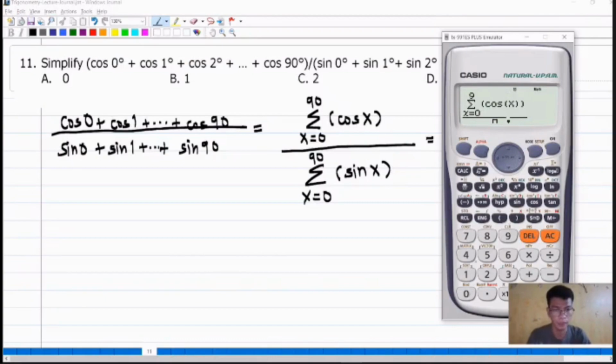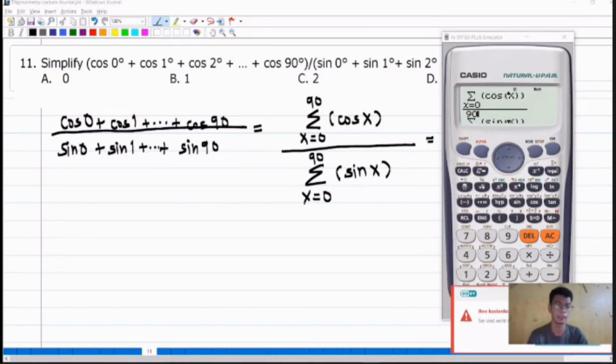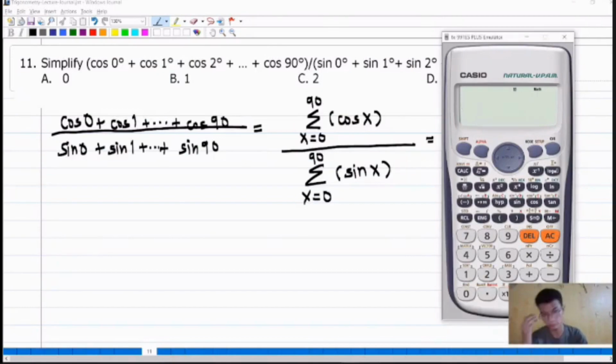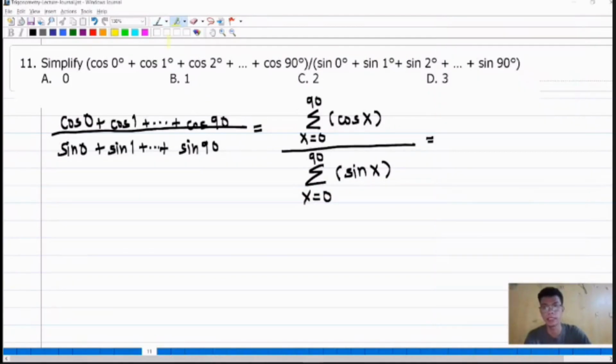So ganito, summation of cosine x from 0 to 90 all over summation of sin x from 0 to 90. And check nyo kung ang calculator ay naka-degree mode dahil kitang-kita naman sa given na mga degrees sila, mga angles in degrees. Hintayin lang natin. So the answer is 1, letter B.